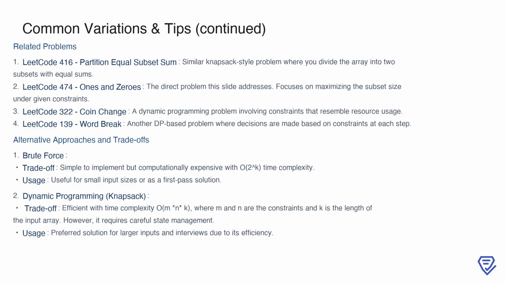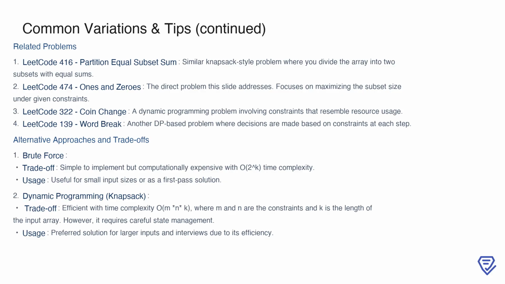When considering alternative approaches, brute force is the simplest to implement but computationally expensive, with a time complexity of O(2^k). It's generally only suitable for small input sizes or as an initial step to understand the problem. A dynamic programming approach, particularly a knapsack-style solution, is far more efficient for larger inputs, with a time complexity of O(m*n*k). However, it does require careful attention to state transitions and management, making it the preferred method for interviews due to its scalability.